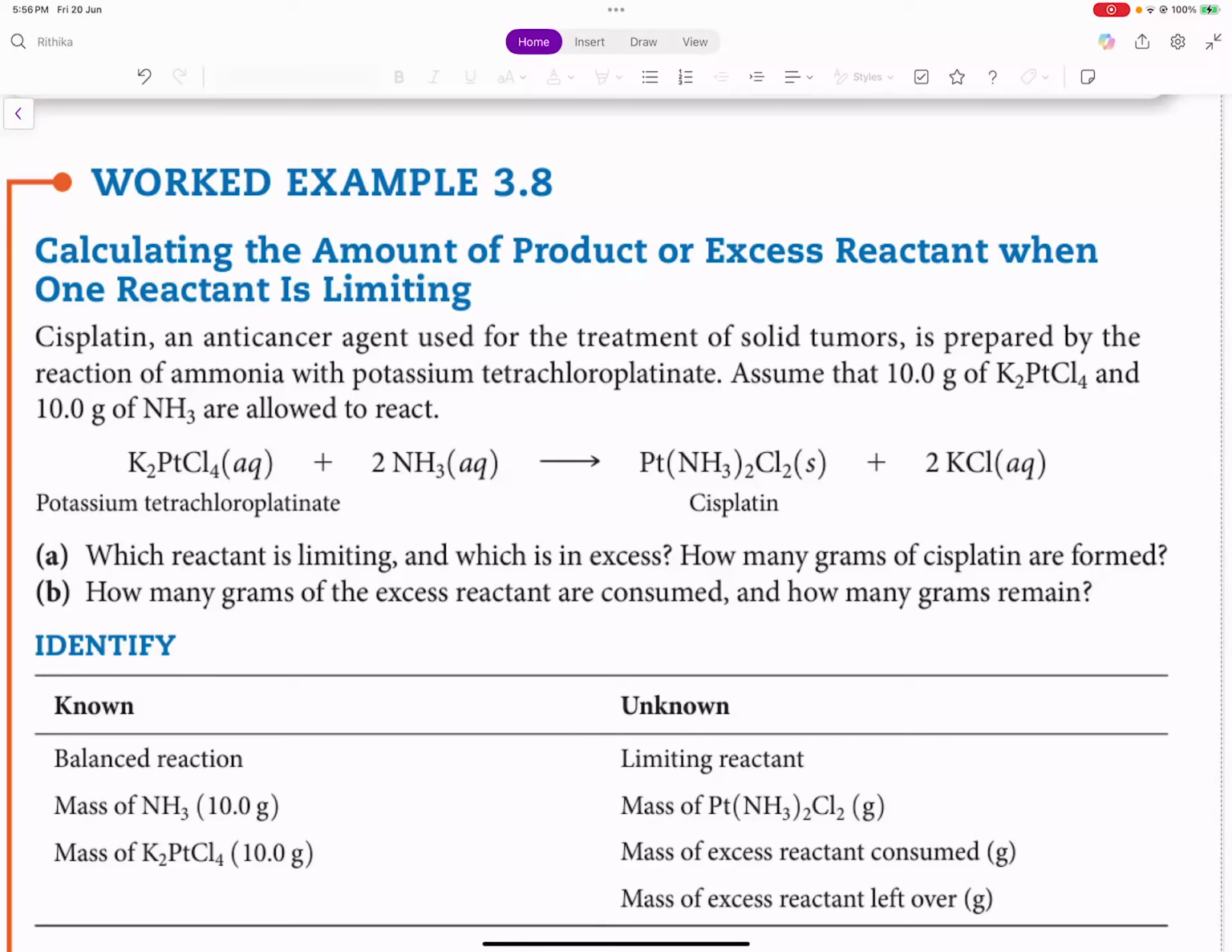Usually, in competitive exams, or if the teachers are good, they will give you nice values.